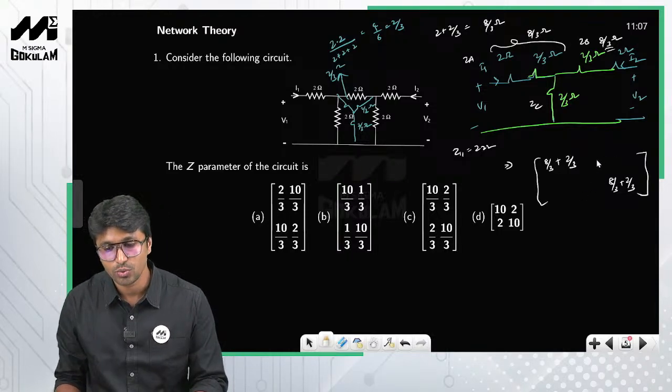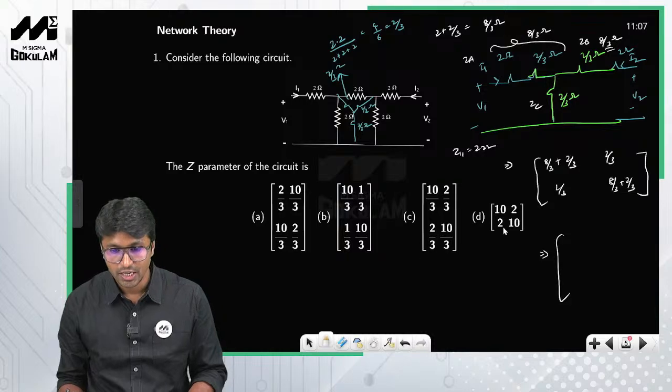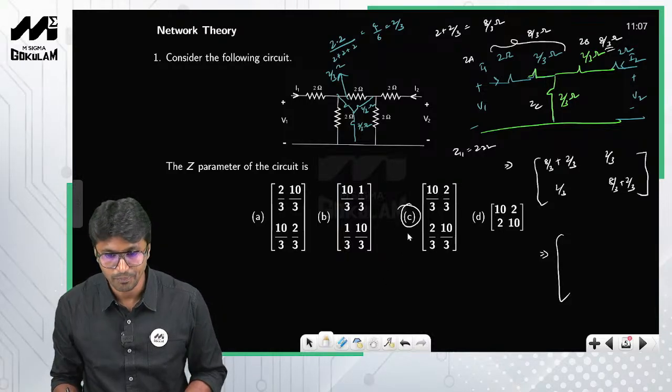So Z12 is nothing but 2 by 3, and this is also 2 by 3, right? So therefore the resultant matrix, if you look at the options, which is the correct answer? C is the correct answer, right? So this is a simple question.